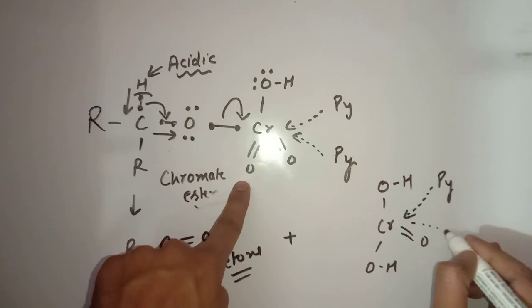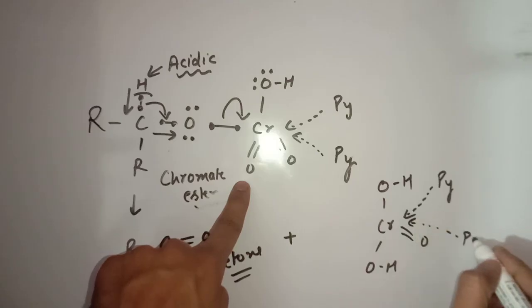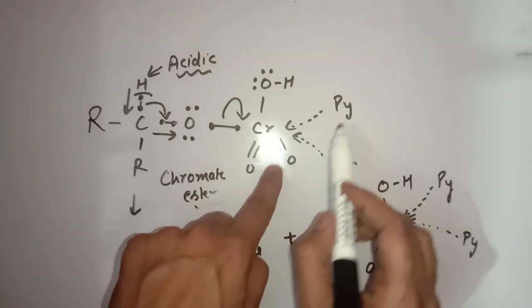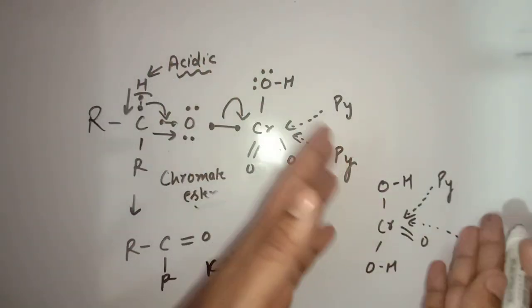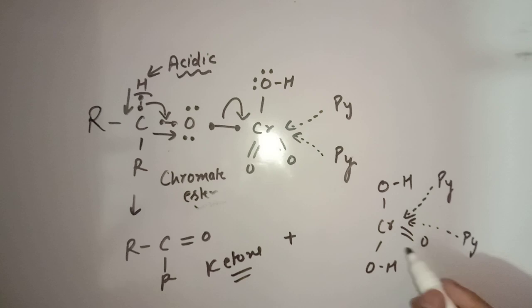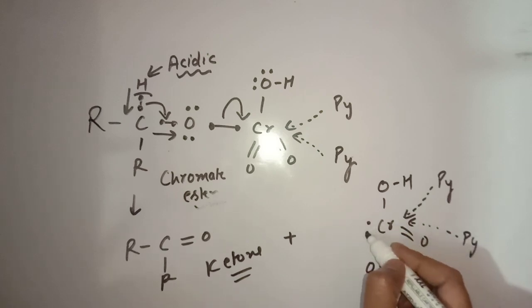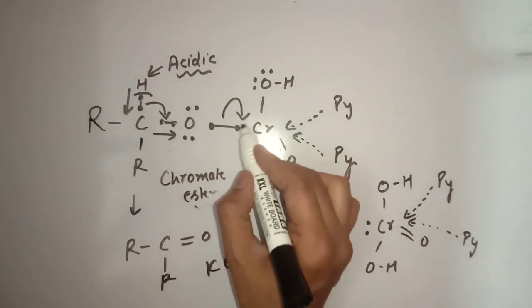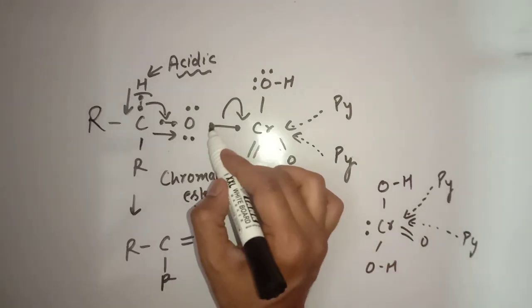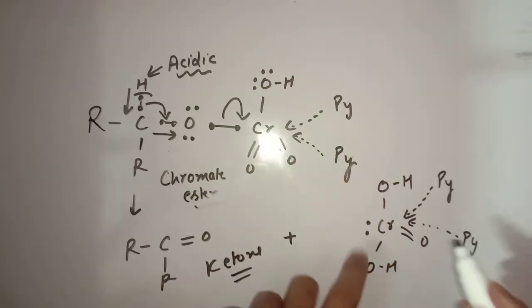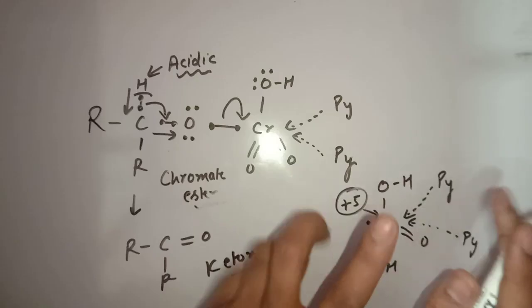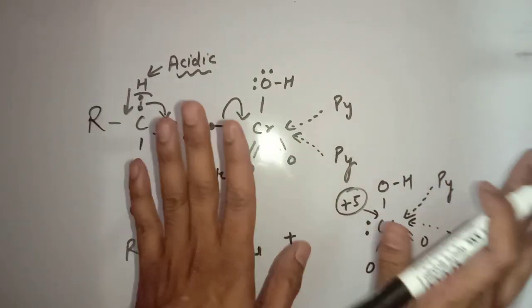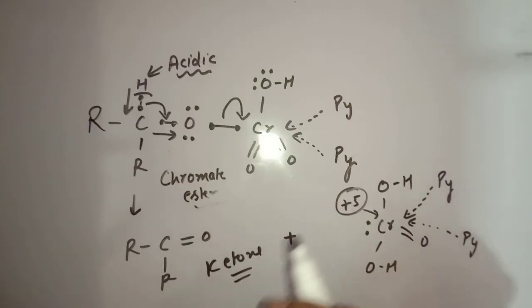And in 1 degree alcohol case, please check when I released this chromium, I have not made the pyridines there. So please add pyridines there. They will remain in contact with chromium. Don't forget them. One lone pair will generate extra on chromium because from this side electrons are coming. Still the oxidation state of chromium will be +5. Please check and count oxidation state. It will be +5. So ketone will be generated.